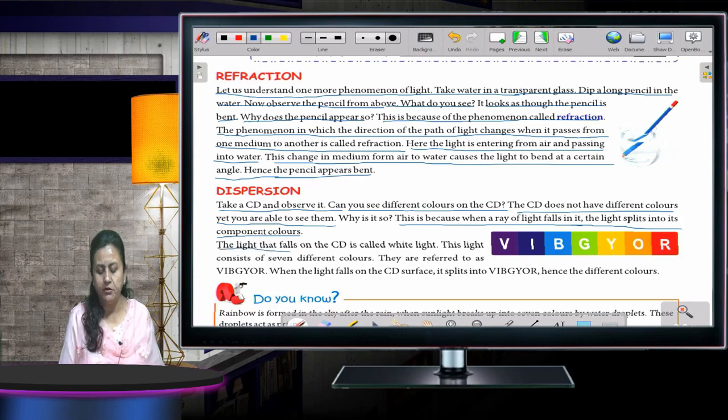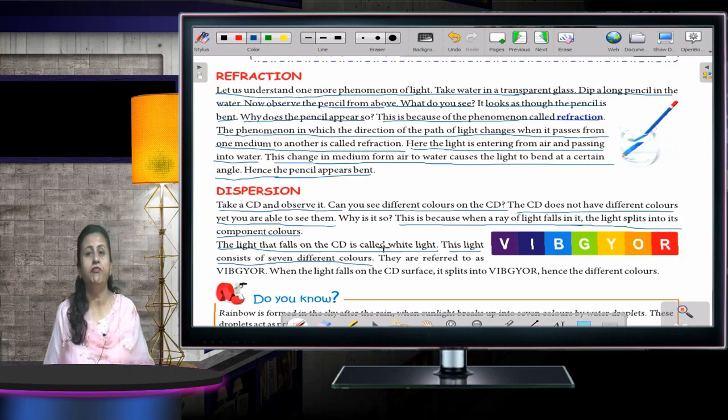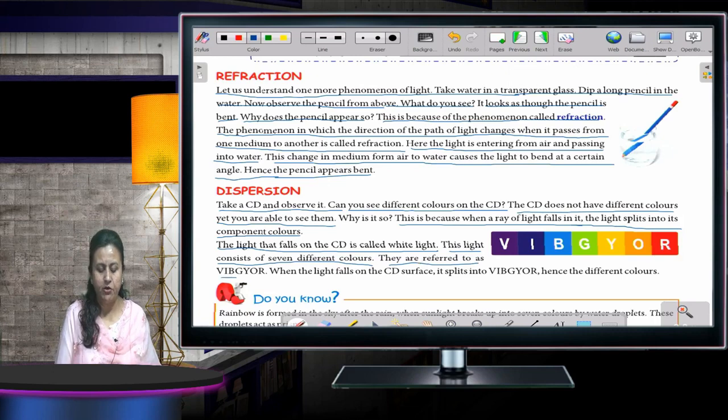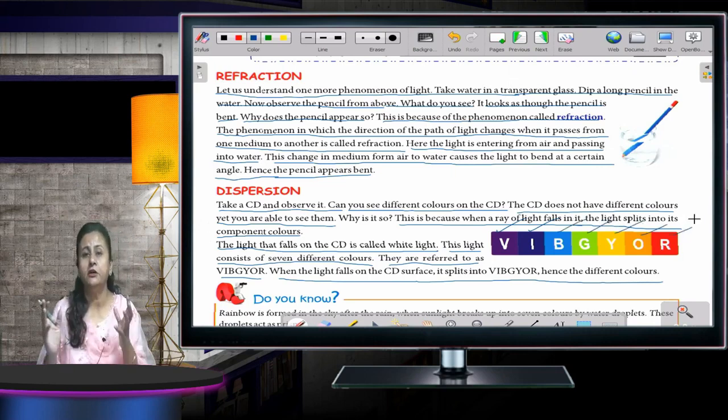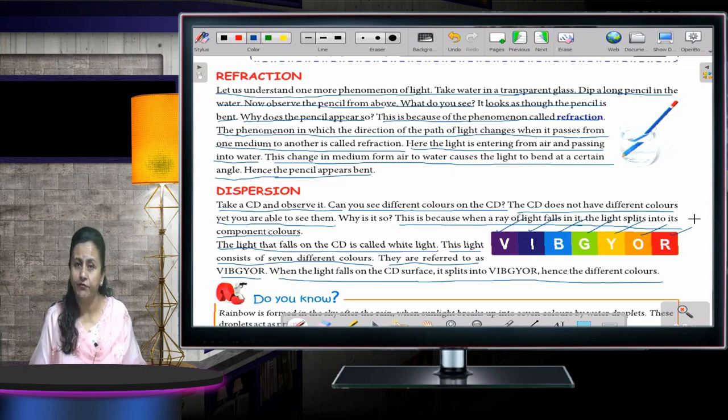The light that falls on the CD is called white light, and the light consists of 7 different colors. As you all know, Vibgyor, you must have heard of this word. They are referred to as Vibgyor. When the light falls on the CD surface, it splits into Vibgyor. Hence, the different colors. White light is made up of 7 different colors: violet, indigo, blue, green, yellow, orange and red. And if we term them all together, that is known as Vibgyor.